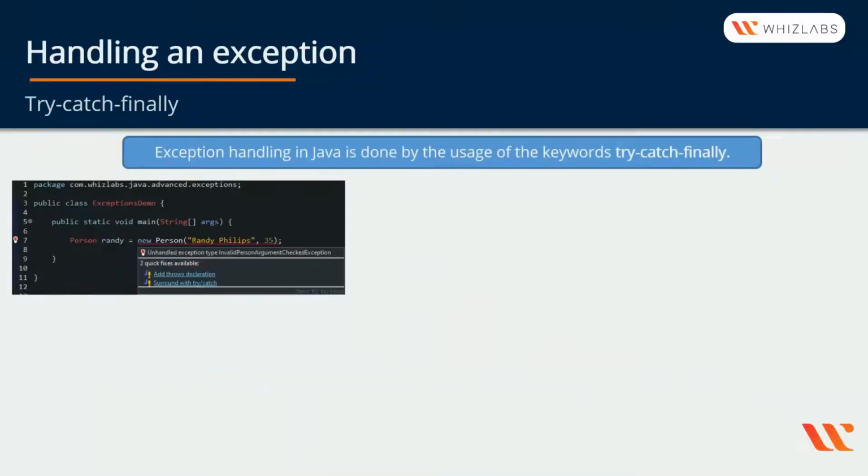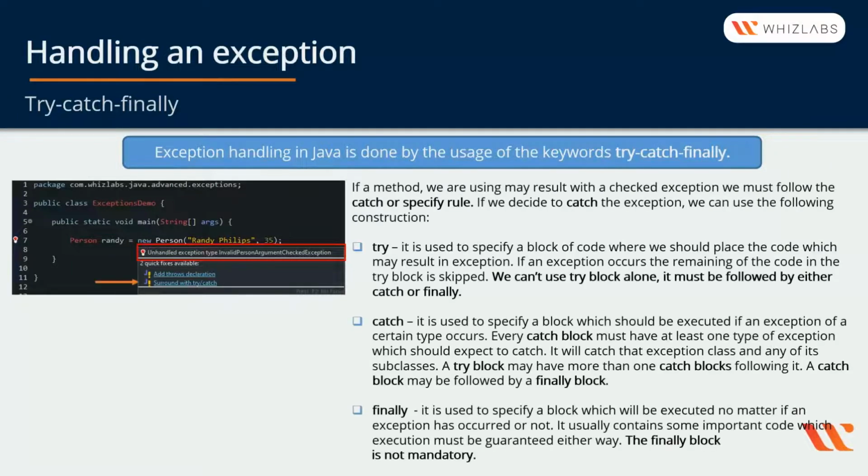Now, let's see how we can remove the compilation error when we try to use the constructor of class person. As I already mentioned, exception handling in Java is done by the usage of the keywords try, catch, and finally. Let's look at line 6, where we want to create an object of type person. We have a compilation error saying unhandled exception type invalid person argument checked exception.